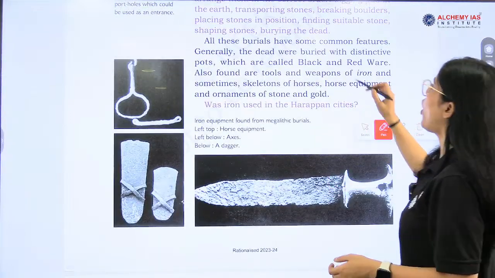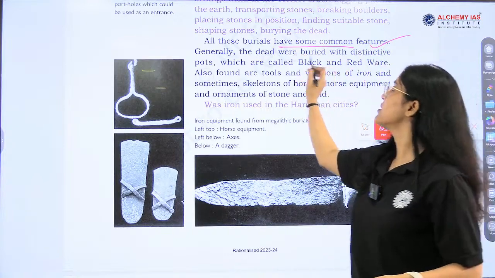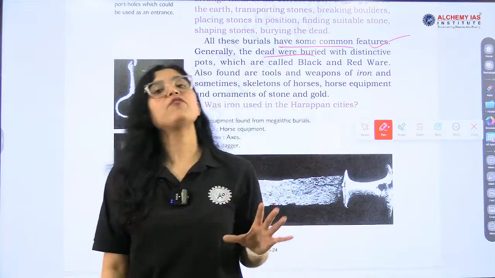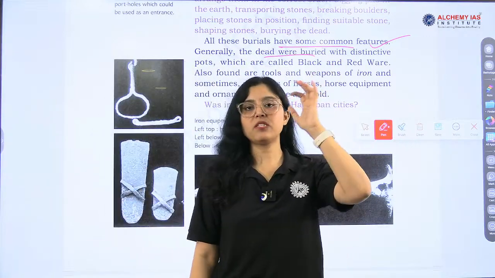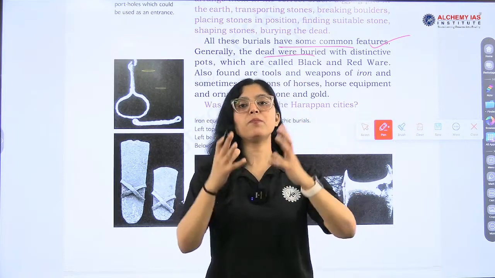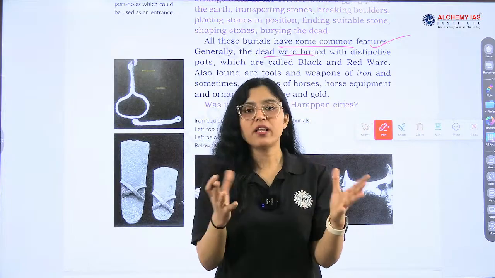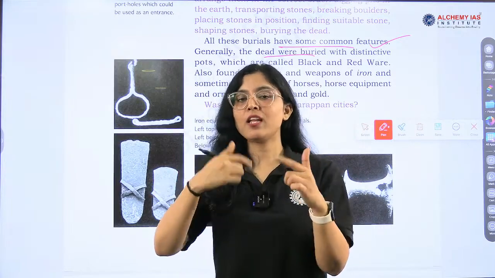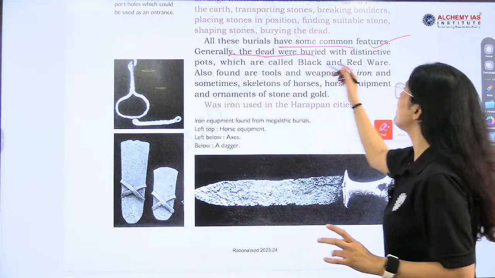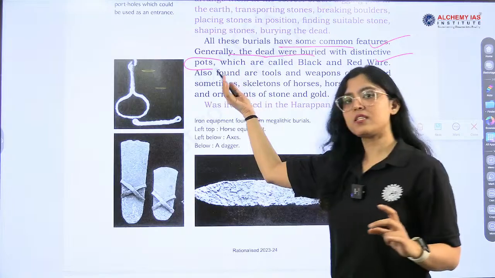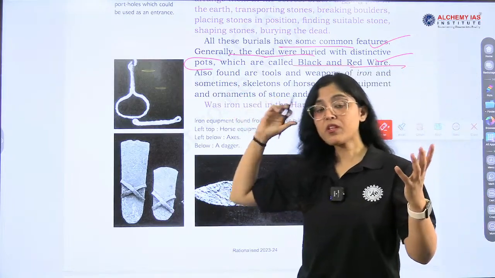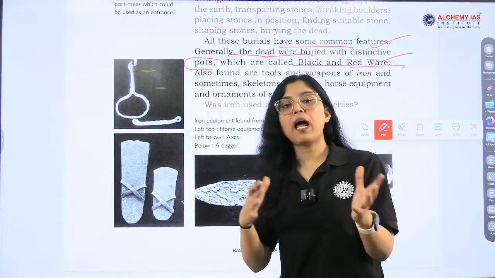Now, all these burials have some common features. The dead were buried. So there was this concept of life after death starting from the Harappan civilization. People believed in life after death. So they used to keep some very precious or important things with the dead bodies so that they could use them in their afterlife. Generally the dead were buried with distinctive pots, for keeping the things, which were called black and red ware. This is their art.